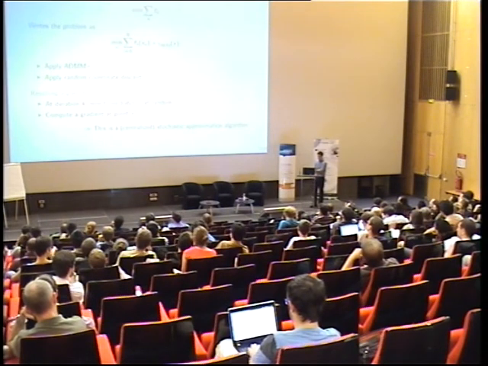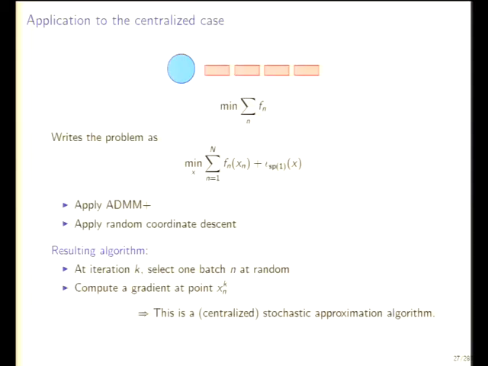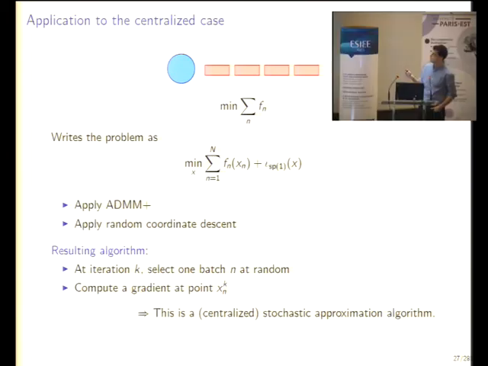So if we are able to handle the distributed case, we are also able to handle the centralized case, in theory. If we go back to the initial problem where we want to minimize the sum of the functions f_n in a purely centralized setting, which means I assume I have only one processing unit that will handle the batches one after the other, then I can just reformulate this problem as the minimization of the sum of f_n of x plus this function iota of x, which is the indicator function of the consensus space. I can apply ADMM plus on it.